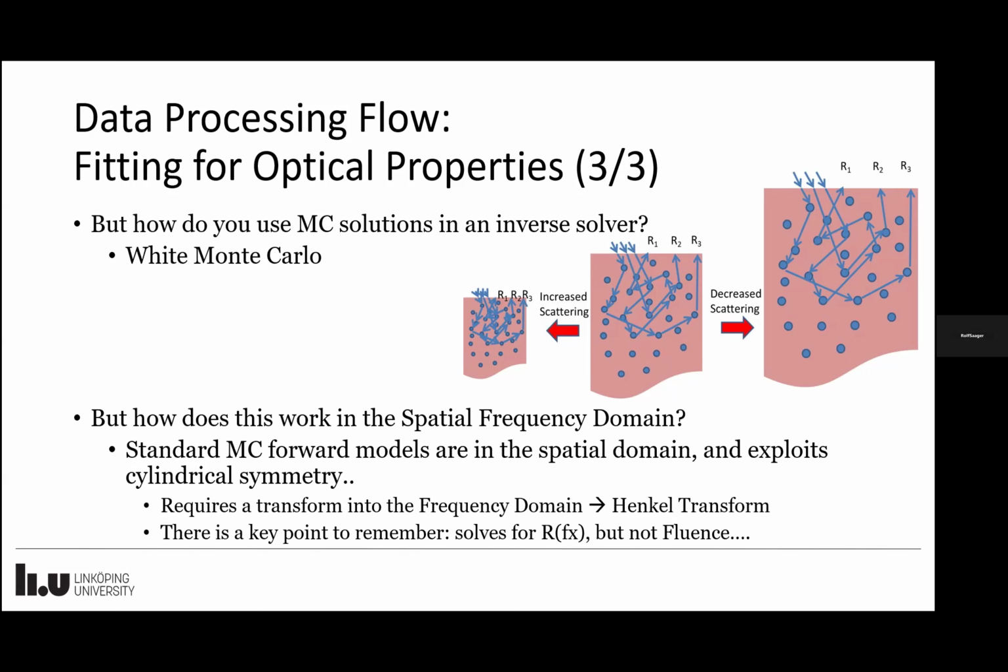Because the standard Monte Carlo is in the spatial domain. It's exploiting the cylindrical symmetry just to get better statistics at farther distances. We know there's the transform between spatial domain and spatial frequency domain. So we can take these results, run the white Monte Carlo in the spatial domain, and then do a transform. And in cylindrical geometry, this is a Hankel transform instead of Cartesian geometry, where it would be the Fourier transform, and then go through and get the reflectance as a spatial frequency as opposed to reflectance as a distance.